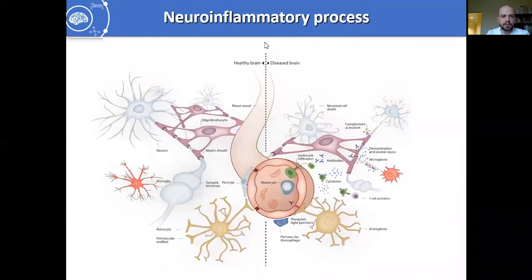The neuroinflammatory process is depicted here. On the left side, you have a healthy brain with its different cellular contents, and on the right side, you have what occurs during sepsis. First, there is an endothelial activation that leads to the secretion of cytokines locally that will activate astrocytes and microglial cells. These will produce reactive oxygen species that will injure the oligodendrocytes and the neurons, and it will lead to the excitotoxic cascade and neuronal cell death.